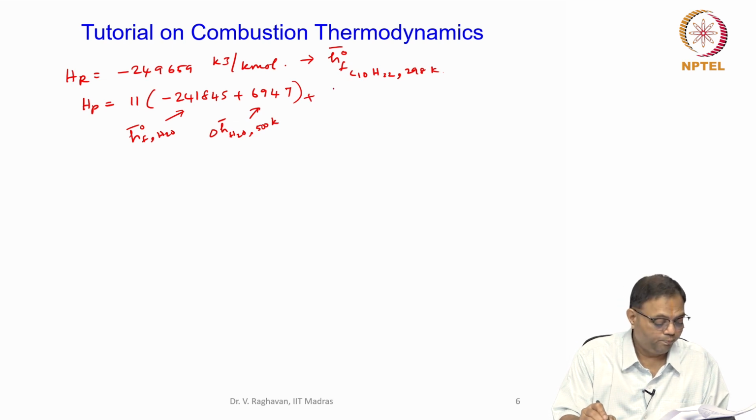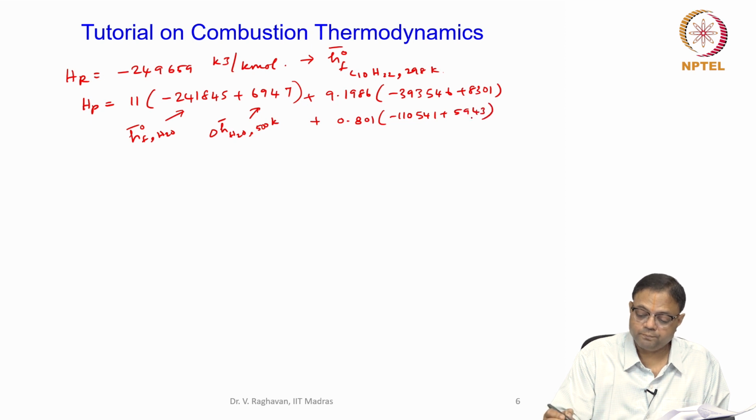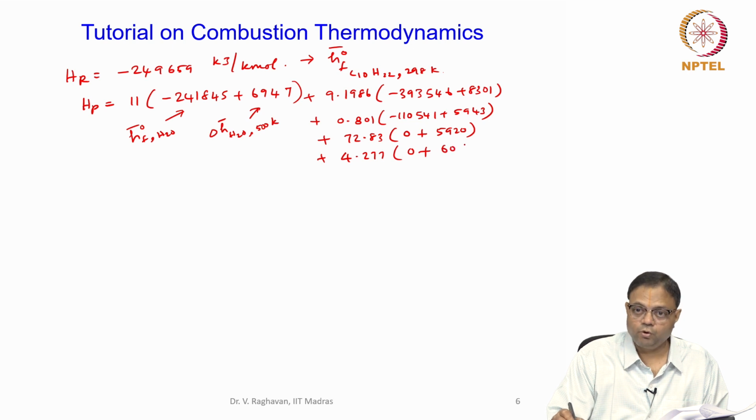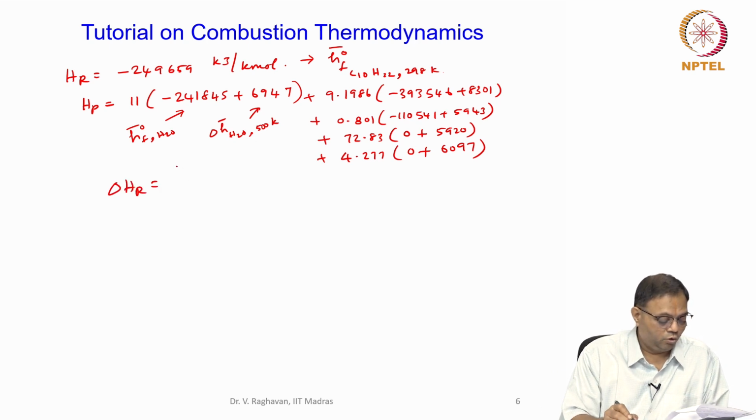Similarly, I can write for CO2: 9.1986 times minus 393,546 plus 8301, plus 0.801 into minus 110541 plus 5943, that is for CO, plus 72.83 nitrogen, 0 plus 5920, because the enthalpy of formation is 0 but the sensible enthalpy is added, plus of oxygen 4.277 into 0 plus 6097.